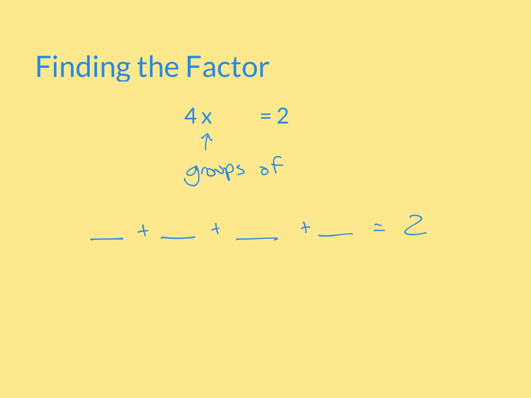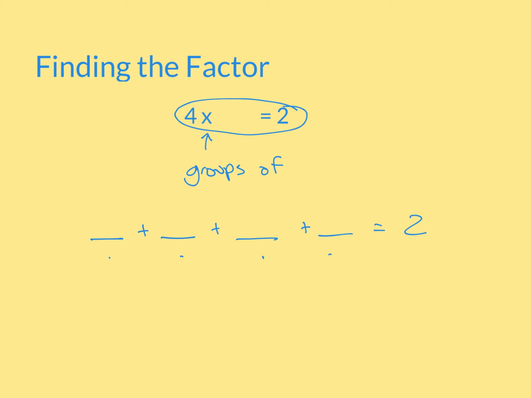If you look here, I have 1, 2, 3, 4 things added together to equal 2. And that's another way to read this expression here. 4 times what equals 2? Or what 4 times is 2?